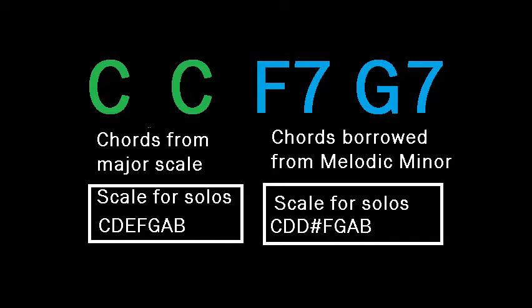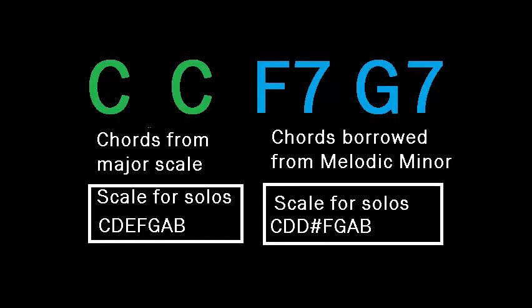So the first chord I used was a C major, which is standard, the one major chord. The next chord is an F7, and if you look at C major, there is no F7 in C major. There's an F major 7, but not an F dominant 7. So what I did was that chord was borrowed from the C melodic minor.